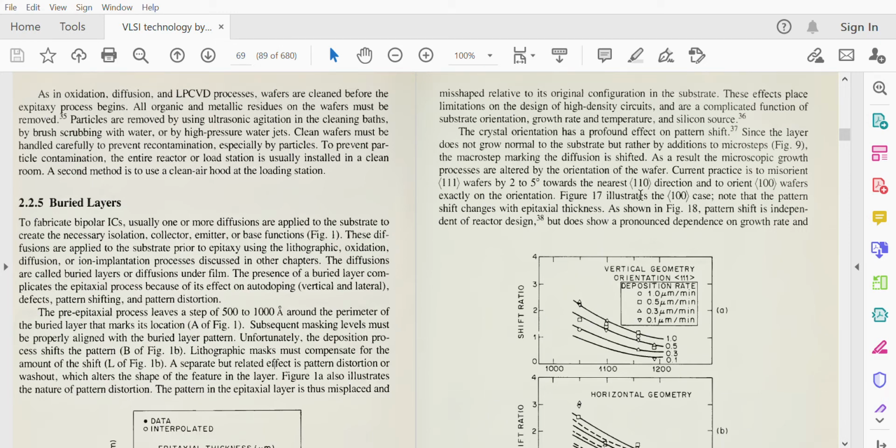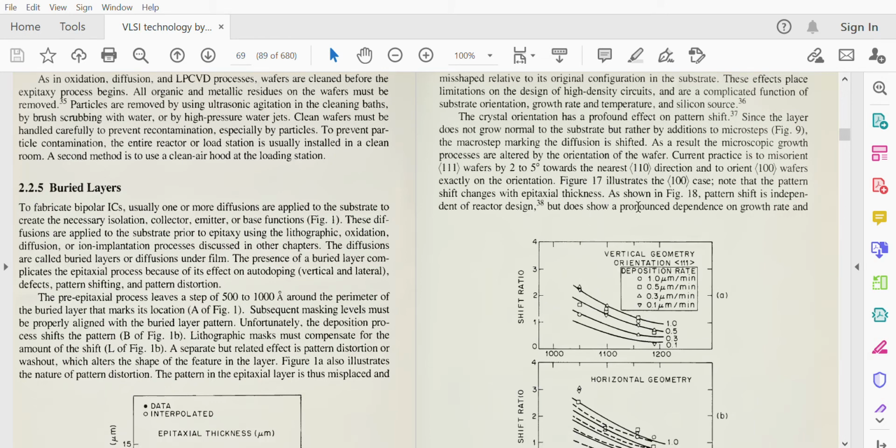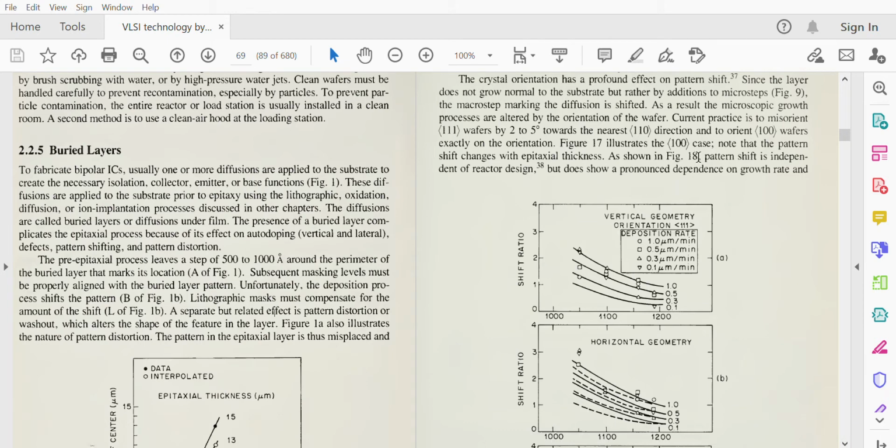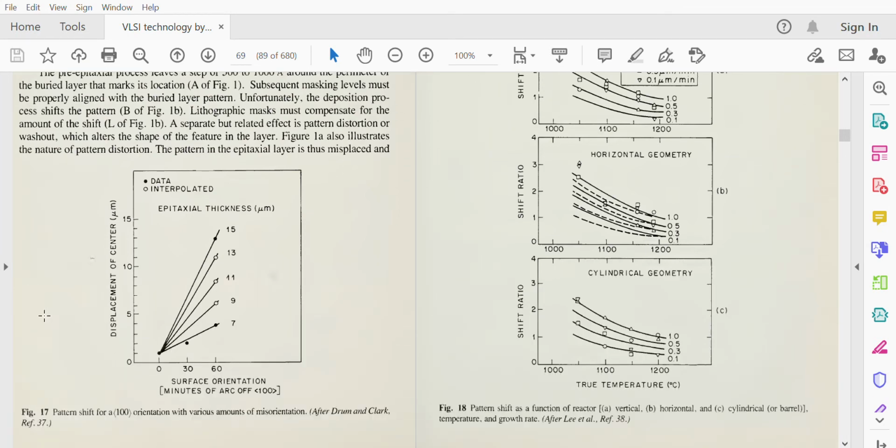Figure 17 illustrates the 100 case. Note that the pattern shift changes with epitaxial thickness. As shown in figure 18, pattern shift is independent of reactor design but does show a pronounced dependence on growth rate. This is a diagram of surface orientation versus displacement of center. You can see the surface orientation going from 0 to 60, and the displacement is also increasing from 7 to 15.